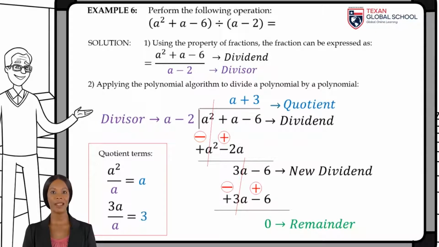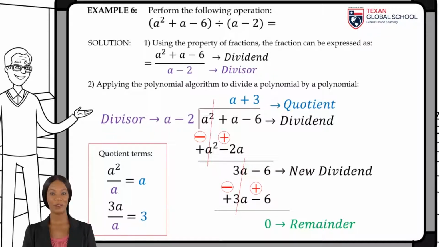We will represent the given operation as a fraction to clearly identify the dividend and divisor. We order each polynomial in descending order. We can see that all the terms are complete, so it is not necessary to add zeros. We put the dividend inside the division bracket symbol and the divisor outside. Now we take the first term of the dividend and divide it by the first term of the divisor. That is, a squared over a, thus obtaining a.